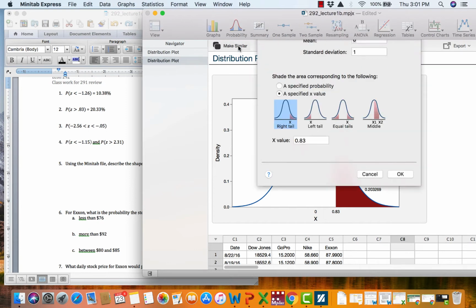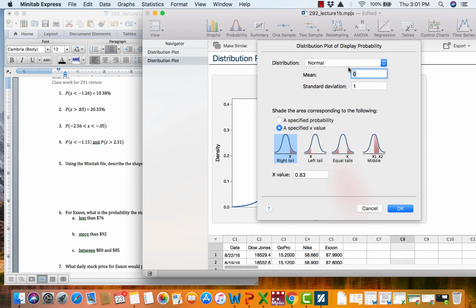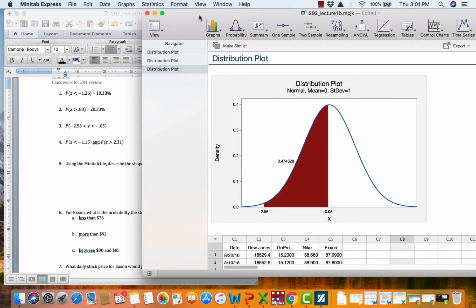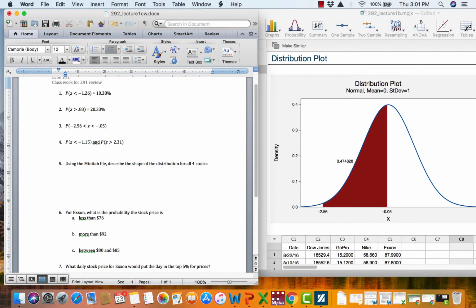Okay. And now we want the probability that z is in between these two negative z-scores. So we go into make similar. Again, leaving mean and standard deviation on 0, 1. We choose middle. All right, and we first type in the smallest z-score, which is negative 2.56. And then our larger one, which is negative 0.05. And we say OK. And we get a probability of 47.48%.